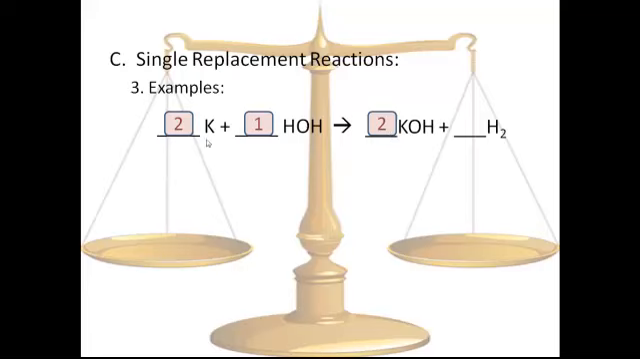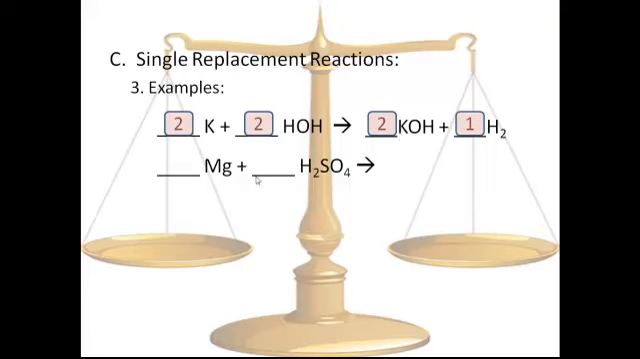Doubling the KOH made me double the K over here. Now let's take a look at my O's. I've got 2 O's, only 1 O over here, so let's double that. Now I think we're good. Let's see if we did it right. 2 K's, 2 K's, 4 H's, 2 times 2, 4, and then 2 plus 2, 4 H's, 2 O's, 2 O's, we're all set.